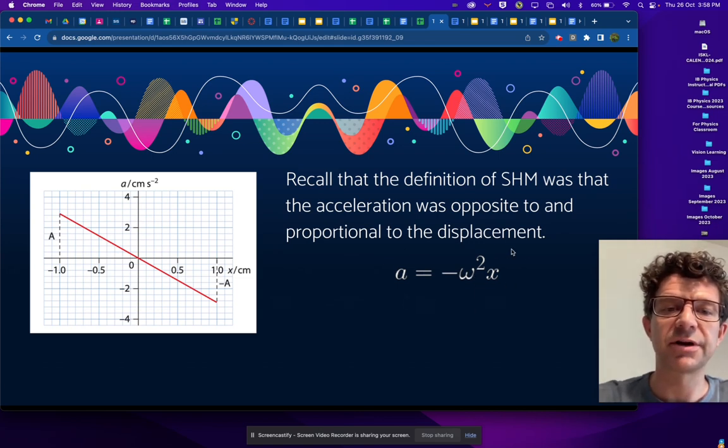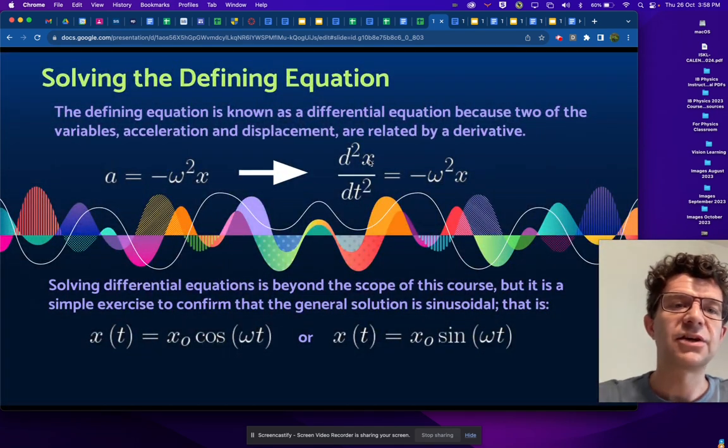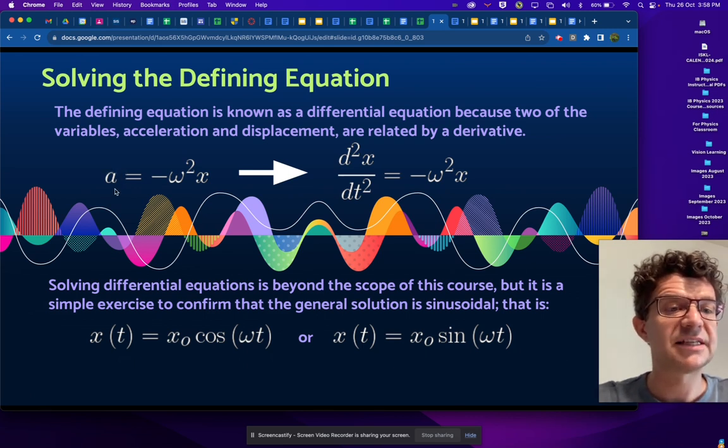that results from this particular equation. And so to solve the defining equation, we're actually looking at a differential equation, because two of the variables, the acceleration and the displacement, are related by a derivative. Specifically, the acceleration is the derivative of the velocity, and the velocity is the derivative of the displacement. So the second derivative of displacement with respect to time, or d squared x dt squared, is equal to acceleration, and that's equal to negative omega squared times x.